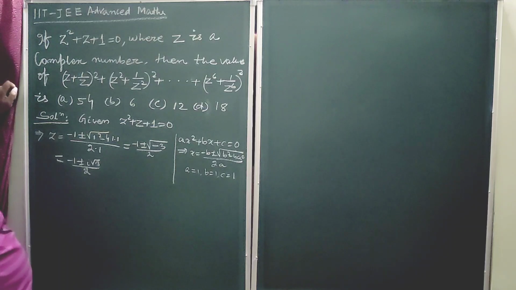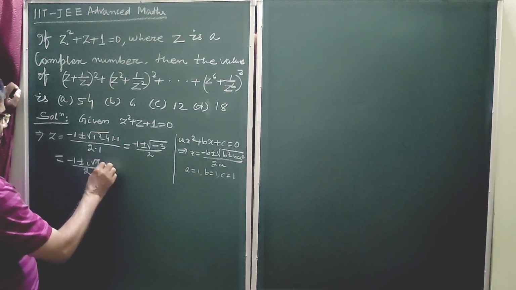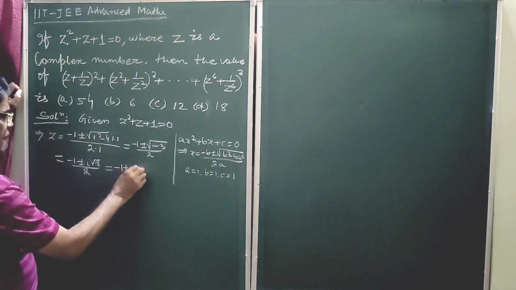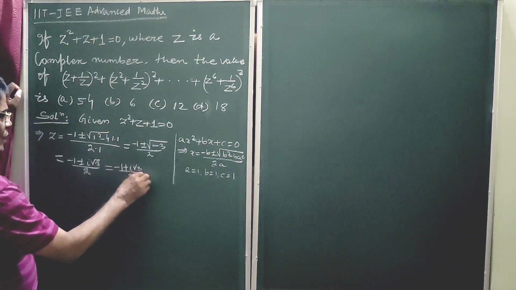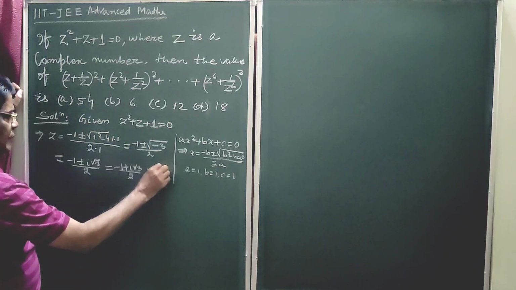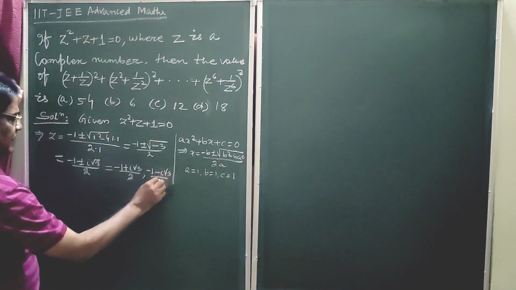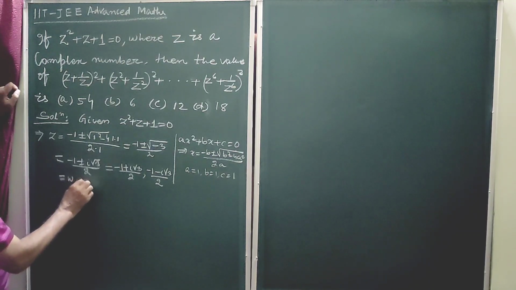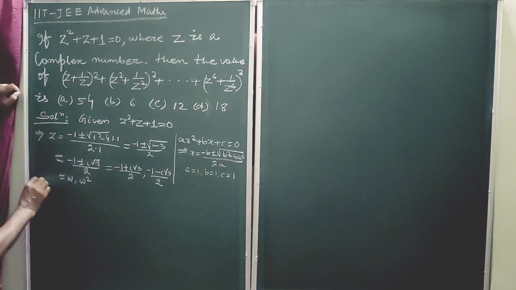Because root over of minus 1 is i, a complex number. This is minus 1 plus i root 3 by 2, another minus 1 minus i root 3 by 2. So we can write this value omega, another is omega square.